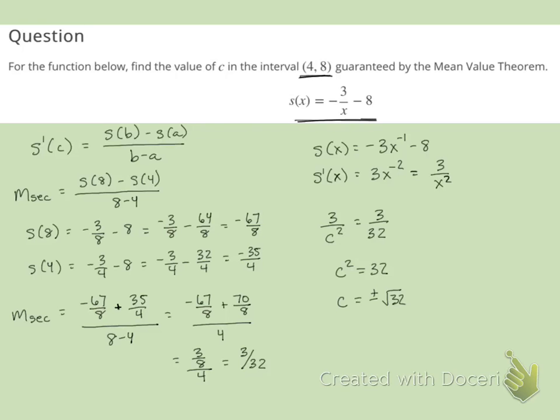But negative square root of 32 is obviously not in this interval since the entire interval is positive. So we know that that is not an option for c. The square root of positive 32: the square root of 36 is 6, and the square root of 25 is 5. So we know that the square root of 32 is between 5 and 6, which is in our interval. So our answer is that c equals the positive square root of 32.